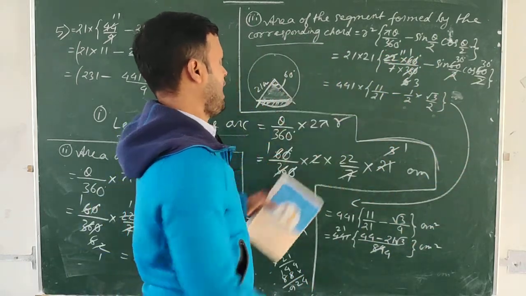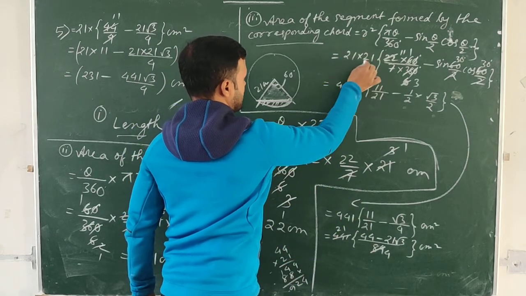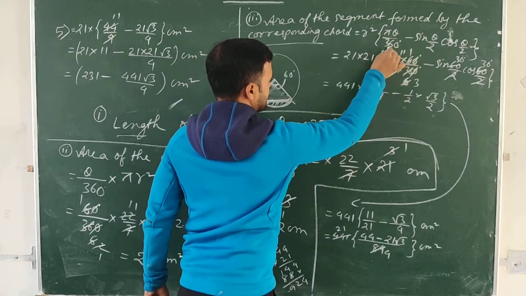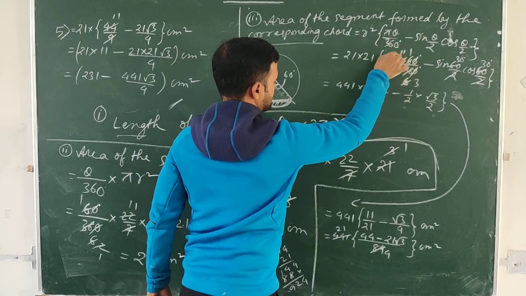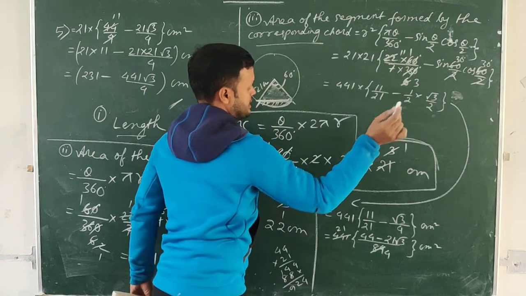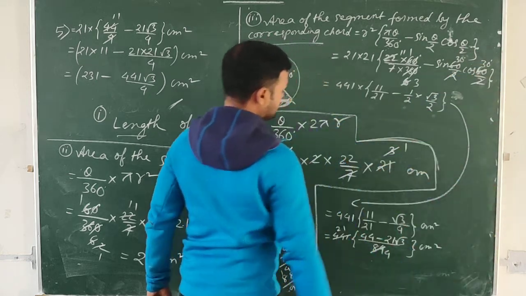Okay. So radius means what? Radius means 21, right? So r square is there, right? 21 into 21. Pi means 22 by 7. Theta means 60 degree. Below 22 by 7, so 22 above and 7 below, into 60 degree, theta is 60 degree right there. Sin theta by 2, so sin 60 by 2. Cos theta by 2, so cos 60 by 2.